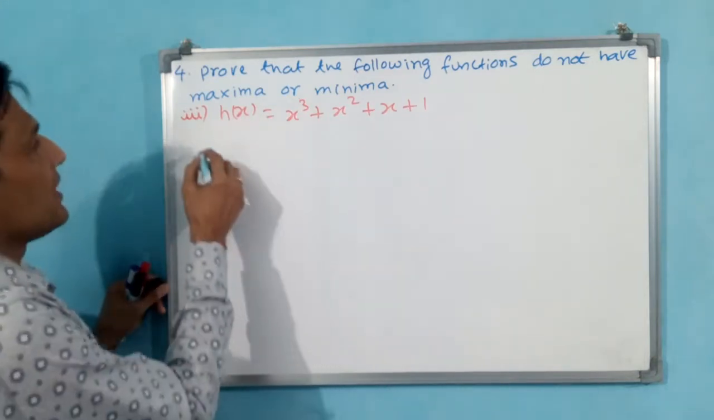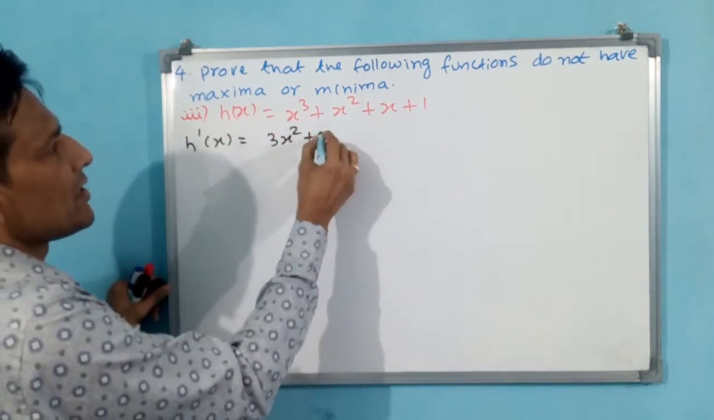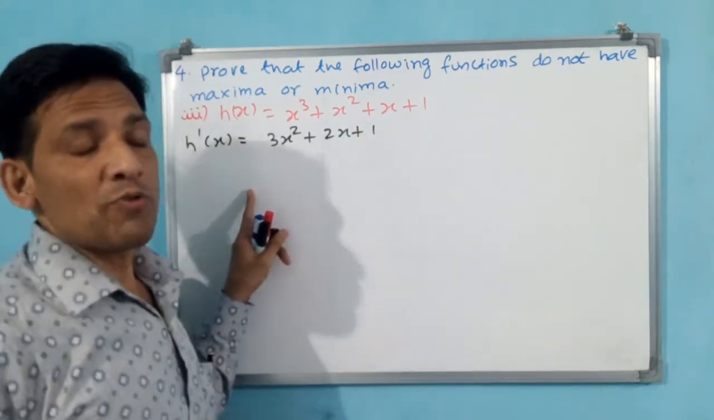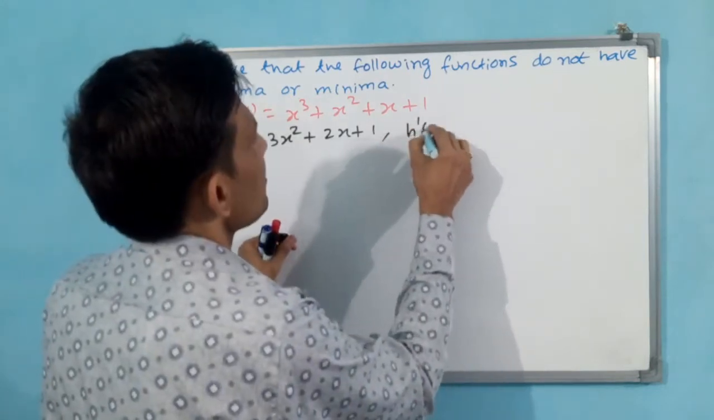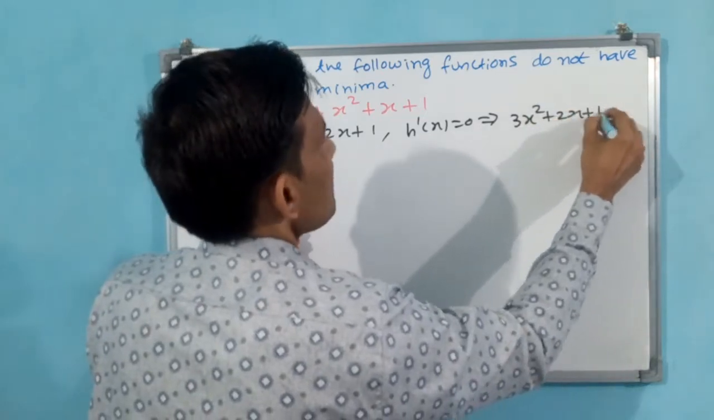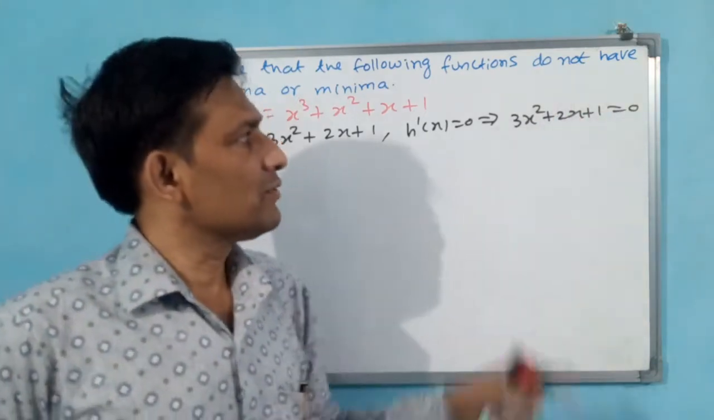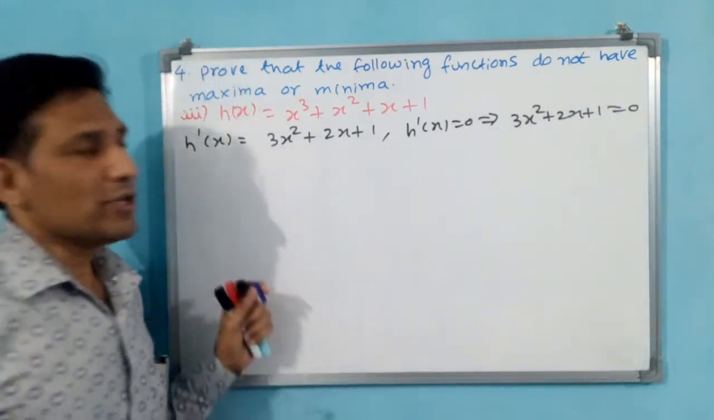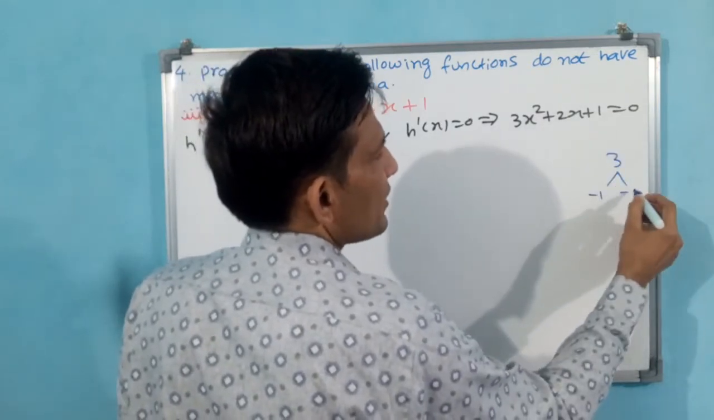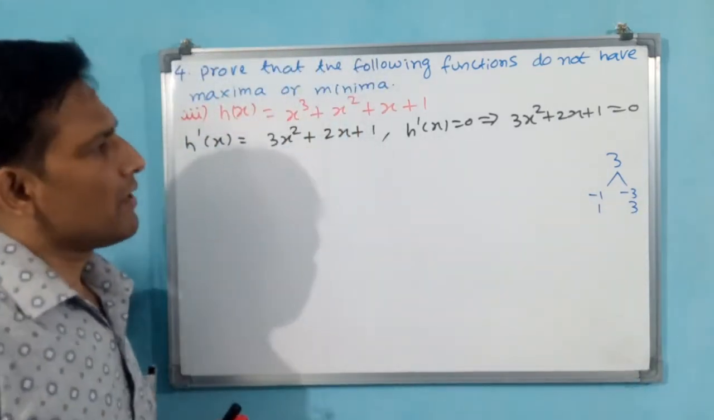The first derivative: h dash x is equal to 3x square plus 2x plus 1. But what you have to do is make it equal to 0. So h dash x is equal to 0 implies 3x square plus 2x plus 1 is equal to 0. But do you get any factors here? Factors of 3: 3 into 1. And minus 1 into minus 3, or 1 into 3.